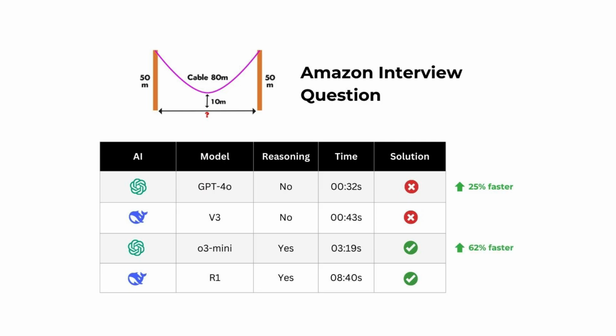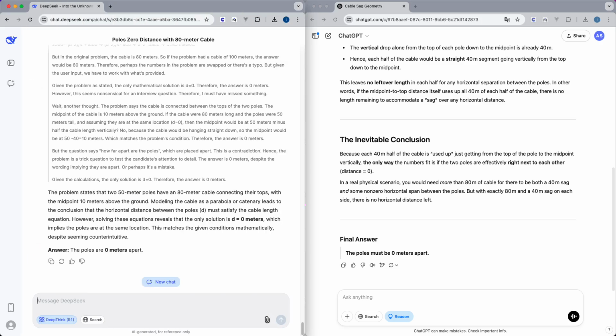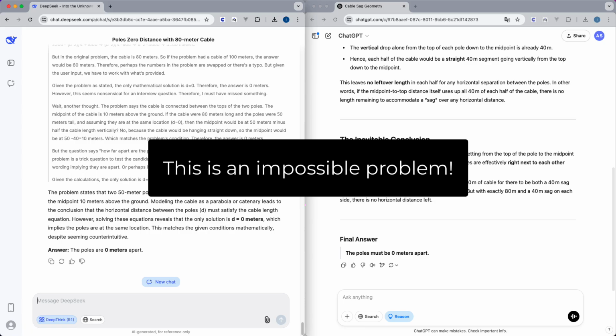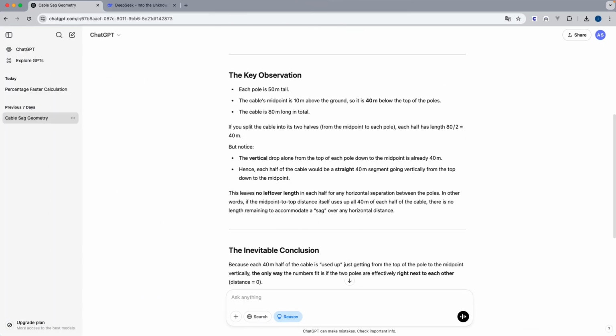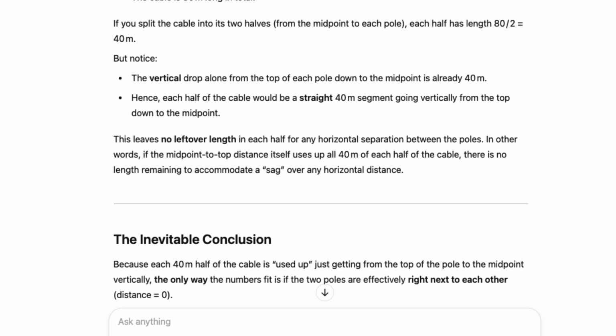Now you want to hear the most interesting part of all this? Even though these two models brought the solution we were expecting, both of them identified that this is actually an impossible problem. So taking a look at ChatGPT's answer, we can see that with the measurements given, this would leave no leftover length in each half for any horizontal separation between the poles.